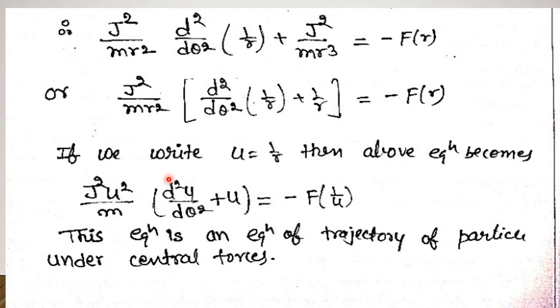Now if we write u = 1/r, then the above equation becomes (J²u²/m) d²u/dθ² + u = −f(1/u), because u = 1/r, so we put r = 1/u. So this is the equation. What is this? This equation is the equation of trajectory of a particle under central forces. It can be solved if the nature and magnitude of the force is known.